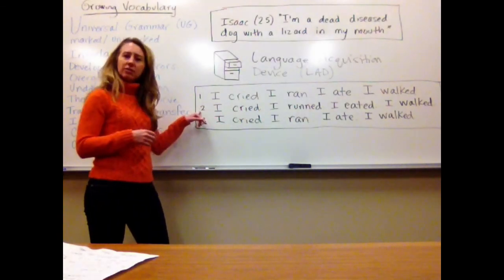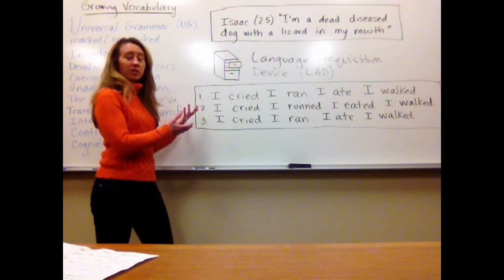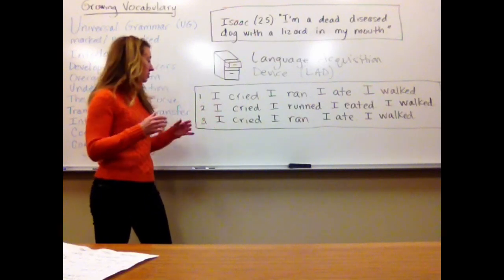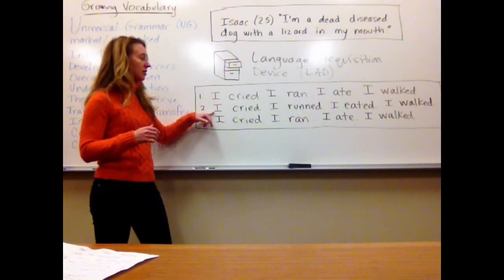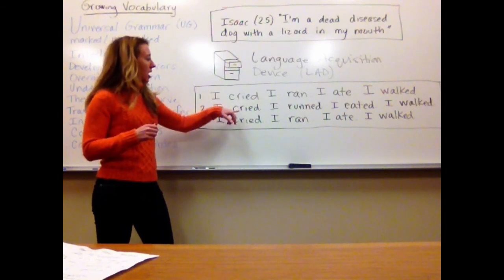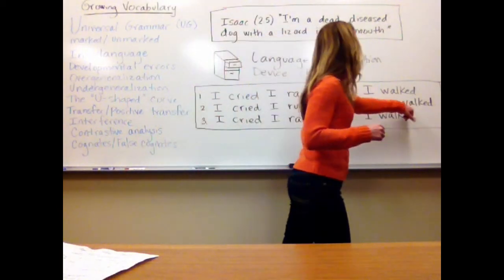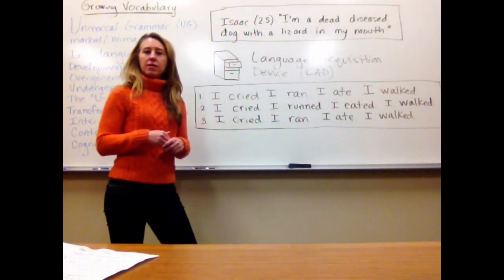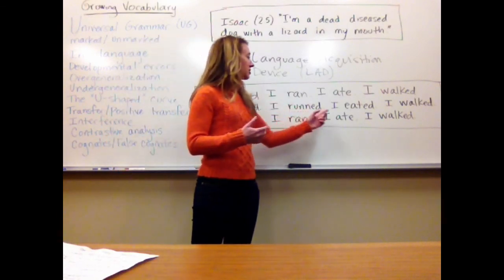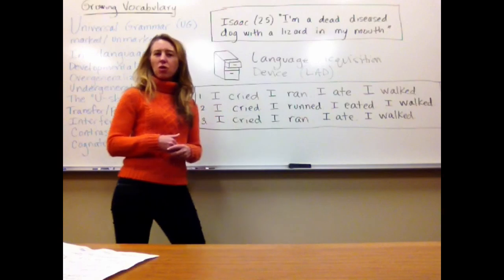Take a look at what happens in stage 2. And again, my child Isaac said this, but this is very universal. This is very typical. I cried, I run, I eated, I walked. Now we've got some problems, don't we? So I cried and I walked stayed the same using the regular past tense. But I runned and I eated. What's wrong with that?